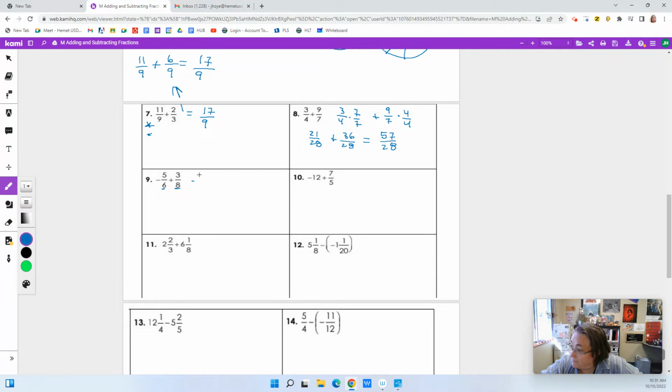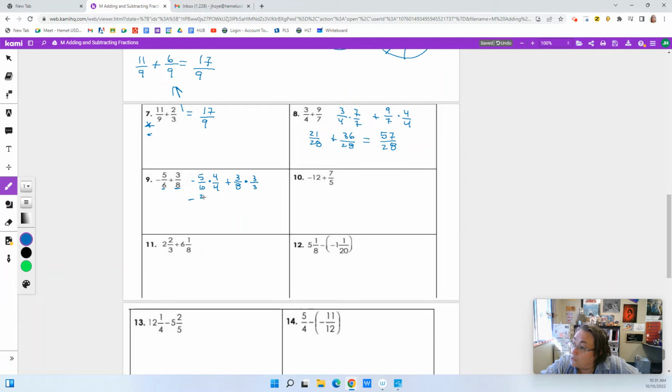So I'm going to have minus 5/6. What do I multiply 6 by to get 24? I see you, Daniel. You are right. Daniel says we have to multiply it by 4 over 4. And then we're going to go plus 3/8. What do we have to multiply 8 by to get 24? I see you again, Daniel. Daniel says we multiply it by 3 over 3. And that's going to give us our new problem.